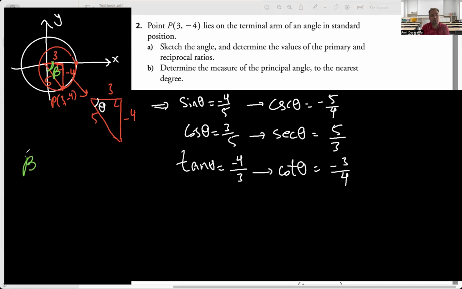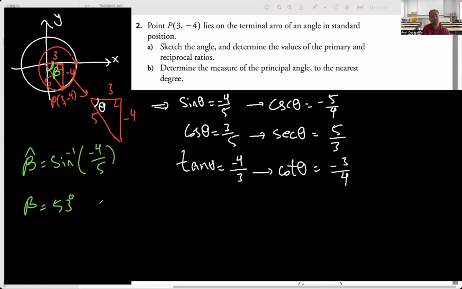If you want to find angle beta, we can use sine, cosine, or tangent, it doesn't really matter. We can go sine inverse of 4/5. So beta would equal sine inverse of 4/5. That gives me 53 degrees, roughly 53 degrees to the nearest degree. It's 53.1, so 53 degrees.